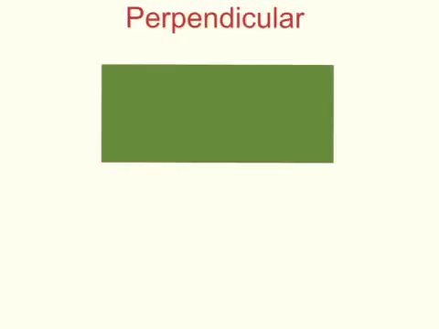The symbol for perpendicular is this. It's like an upside down T. And what's really neat about the symbol for perpendicular is the line right there is a perpendicular angle, and also right here. So remember, perpendicular is where two lines meet and they make a right angle, which means 90 degrees.